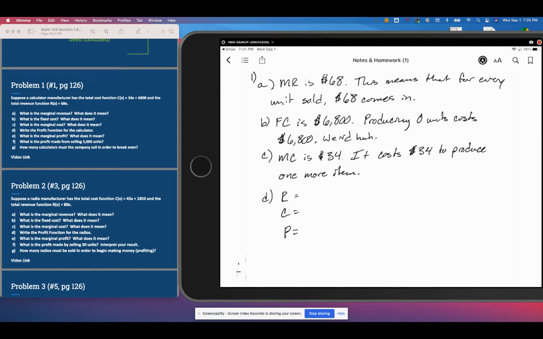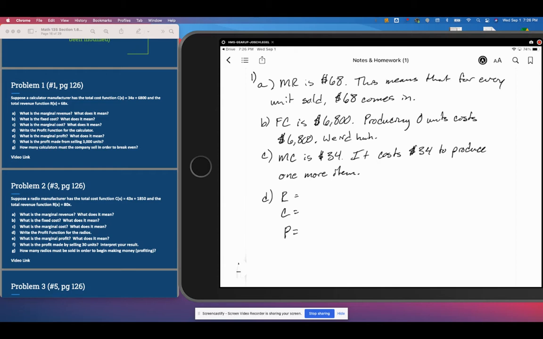The fixed cost is $6,800, which means that producing 0 calculators costs $6,800. The reason for that is that these are all costs or expenses that have to be paid out before we ever produce a calculator. Again, like rental of the building, the heating bill, the electricity bill, paying for the employees, that sort of thing.